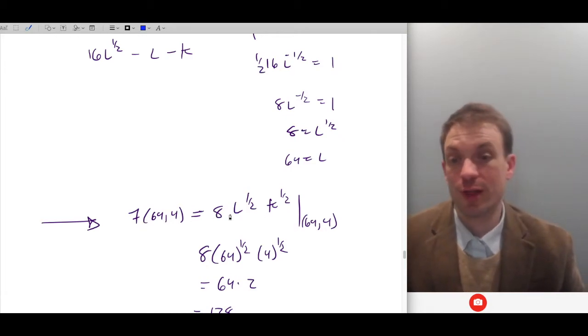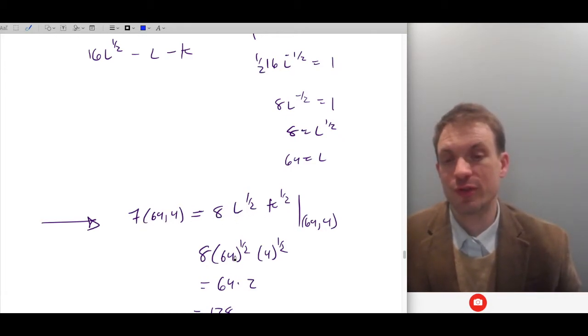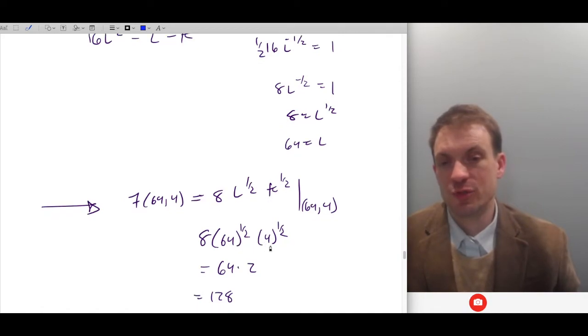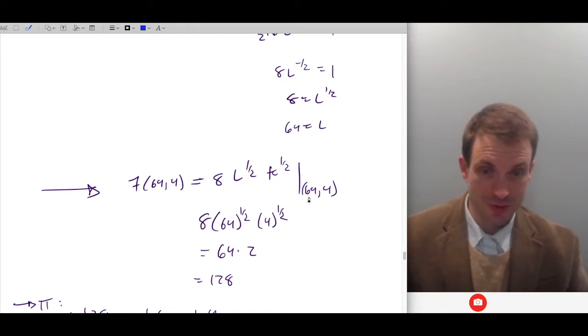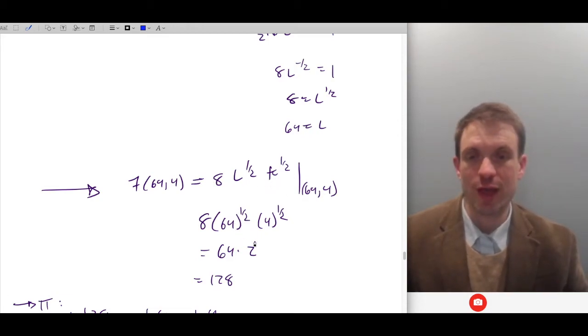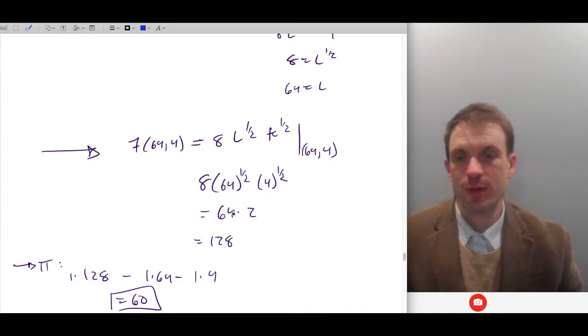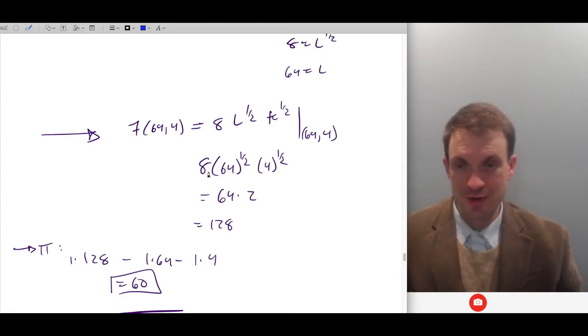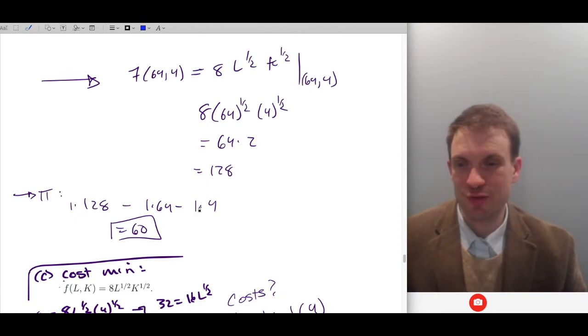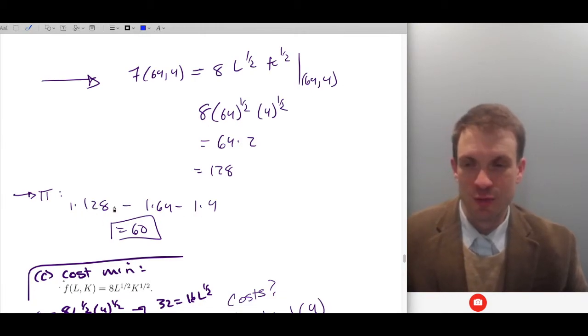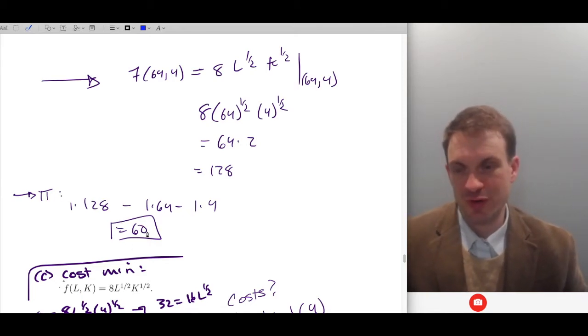Let's find how much output we can produce with 4 units of capital and 64 units of labor. That's going to be 8 times square root of 64 times square root of 4. This vertical line just means let's evaluate this at these values of L and K. So then we'll have 8 times 8 is 64 times 2. So we have 128. Profit is going to be 1, our output price, times the amount of output, minus 64 minus 4. So it's going to be 128 minus 64 is 64, minus 4 is 60.